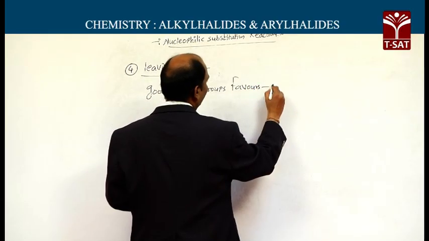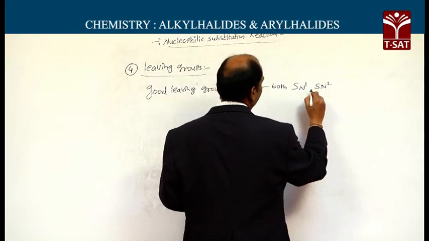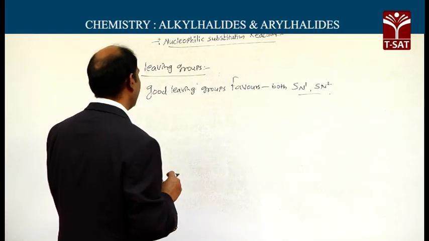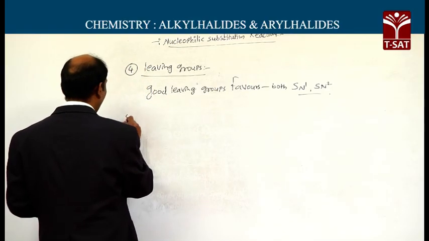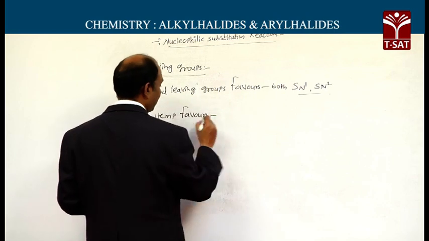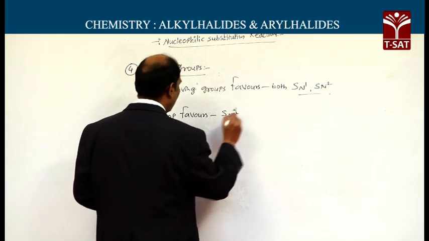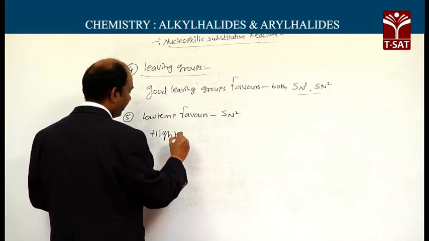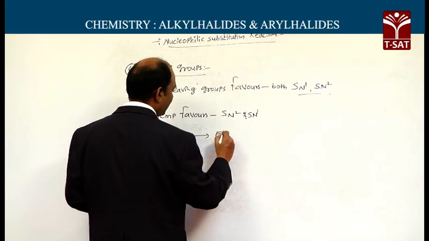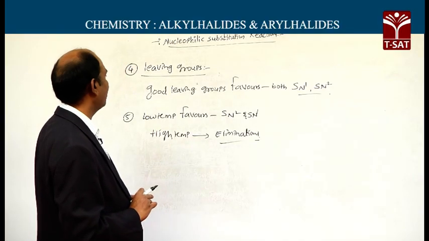A good leaving group favors both SN1 as well as SN2 reactions. Now the fifth factor is temperature. Low temperature and moderate temperature favor SN2 reaction, and high temperature favors elimination reactions. High temperature favors elimination reactions and low temperature favors SN2 as well as SN1 reaction.